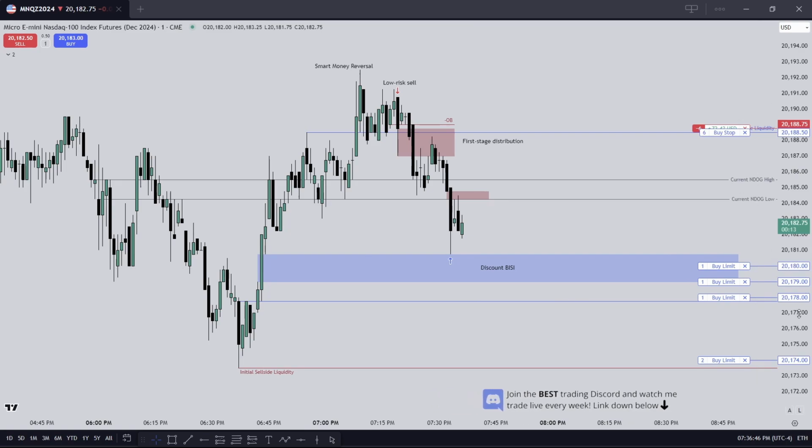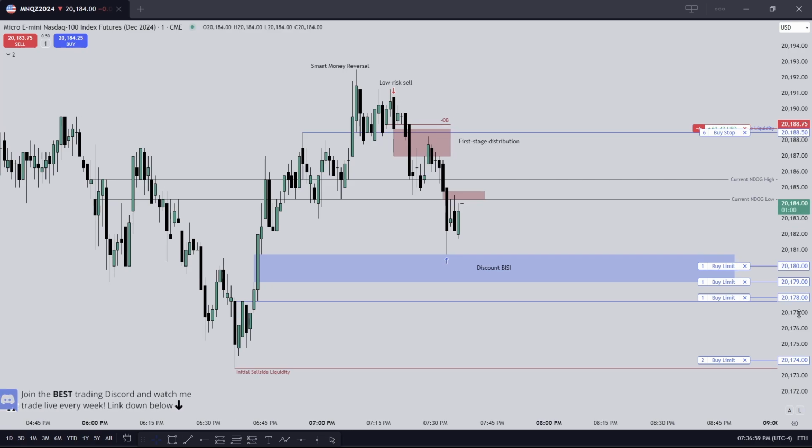But again, partial has already been booked. So worst case scenario, I don't get the rest of my limit orders filled, and it's still a profitable trade. That's why I got to take partials and account for that spread, especially during Asia.